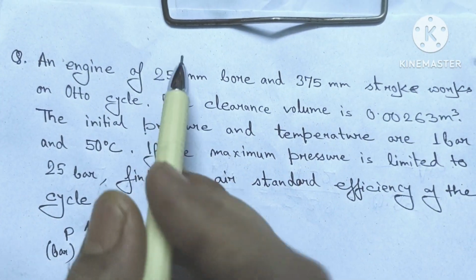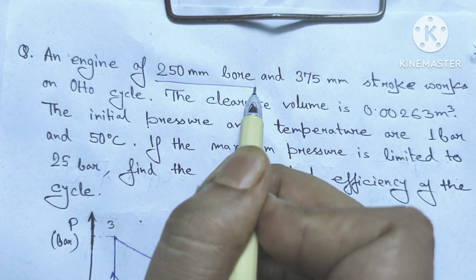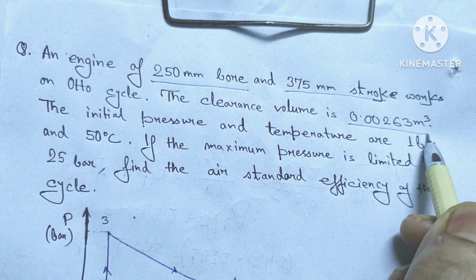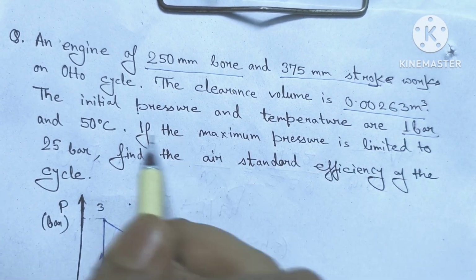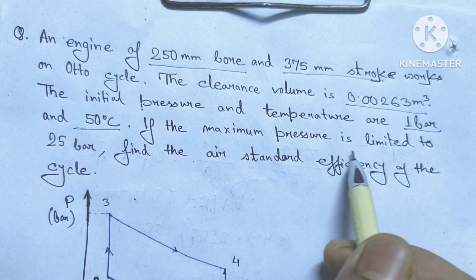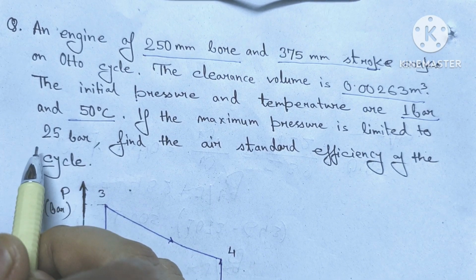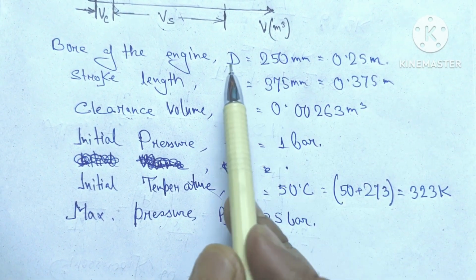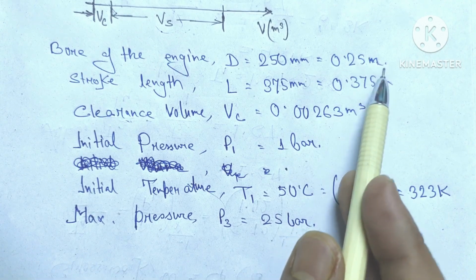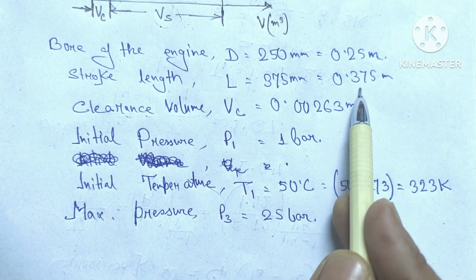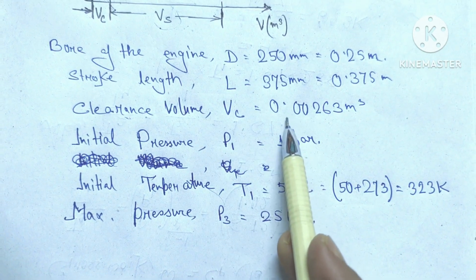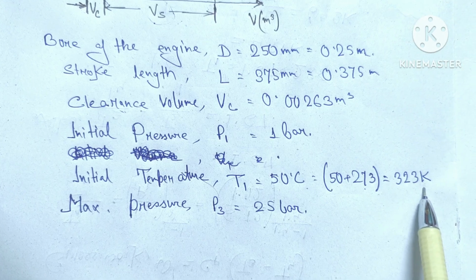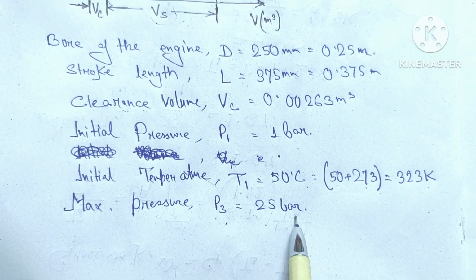So what is given in the question? It is the bore diameter, the stroke length 375 mm, the clearance volume, that is VC, is given, the initial pressure and temperature, that is P1 and T1, is given, and the maximum pressure is limited to 25 bar, that is P3, is given. So I have written all the given data here and changed the units wherever necessary, just like D equals 250 mm, that is 0.25 meter, L equals 375 mm, that is 0.375 meter, VC clearance volume is 0.00263 meter cube, P1 is given 1 bar, T1 is 50 degrees centigrade, that is 50 plus 273, 323 Kelvin, and the maximum pressure P3 equals 25 bar.